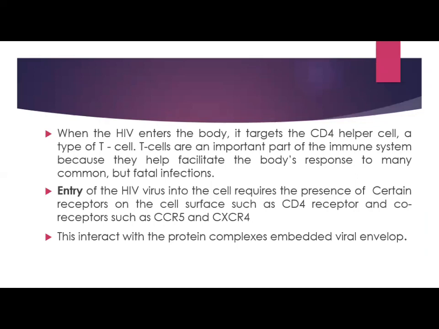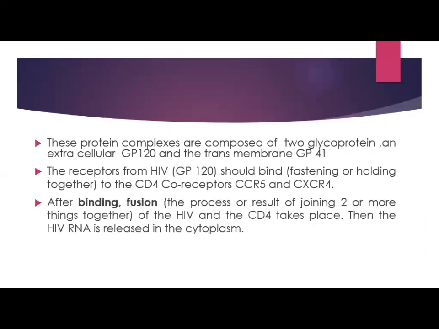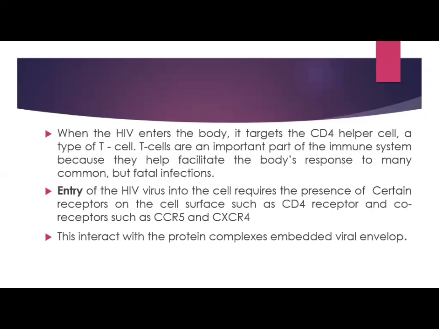So we can start now. The first stage is the entry stage. When HIV enters the body, it targets the CD4 helper cells, a type of T cell found in the body. These T cells are very important because they facilitate immune response to infection. They help the immunity of the body. So once these HIV viruses go into the body, they target these CD4 helper cells.